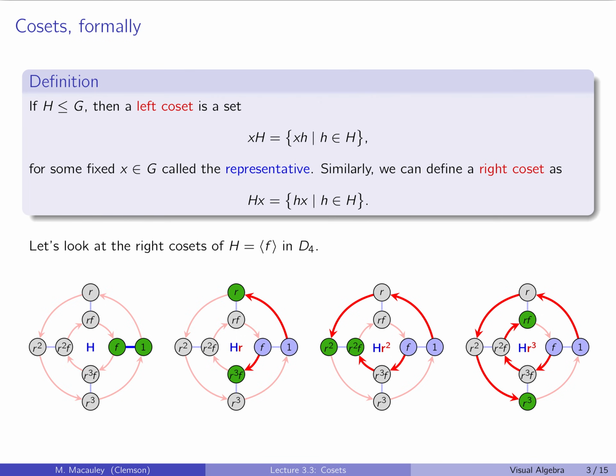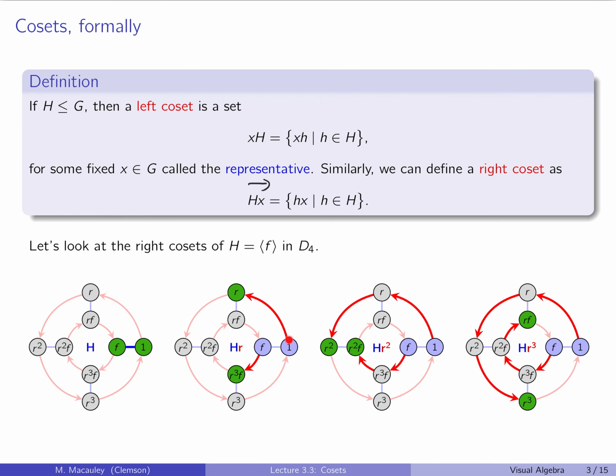Let's look at the right cosets of the same subgroup H in D4. So here it is. Now the notation is meant to suggest that we are reading right to left. So we first follow all H paths. That means go to these two nodes, and then from those we follow the X path. So this is H, or H times the identity. This is the coset HR. From the nodes in H, follow R.